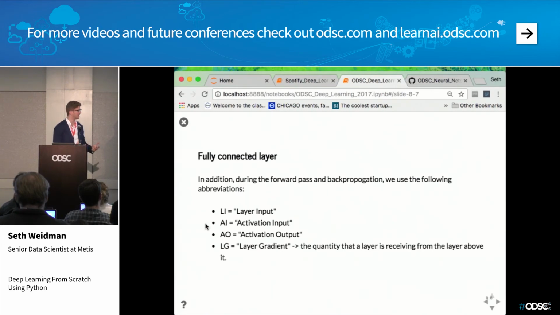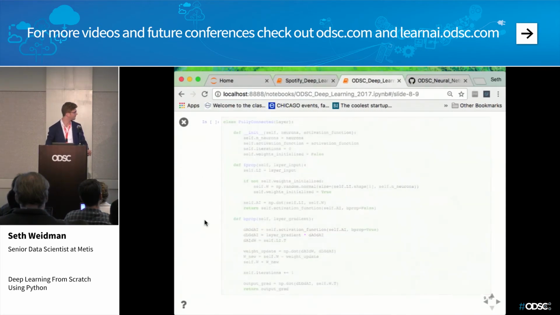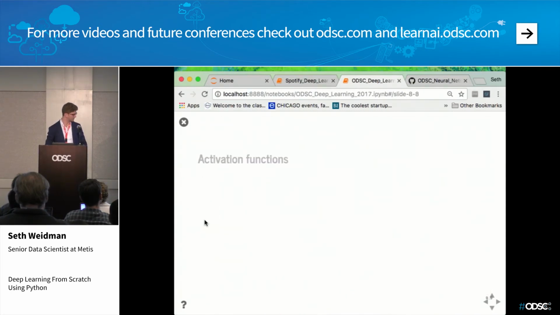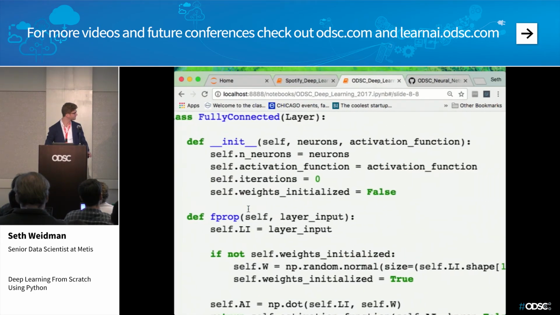We'll say Li is our layer input. The activation input, the thing that goes into the circle, is AI, and then the activation output is that, and the layer gradient, the thing that gets passed backward through the neural net, is LG. And so that's what it ends up looking like. Let me go back. All right.